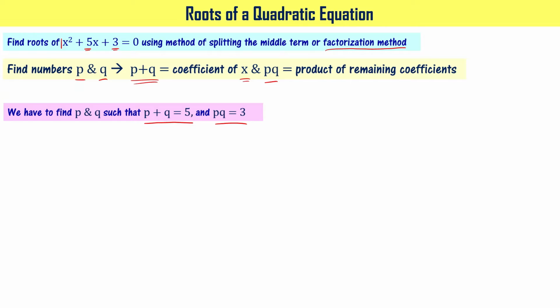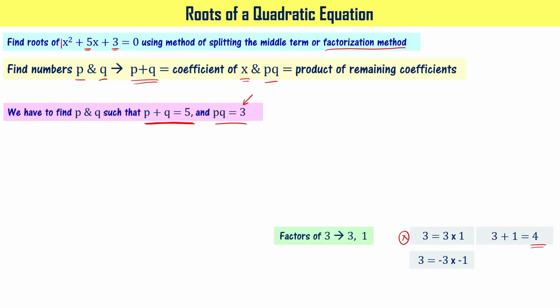To find those numbers, what we do is we first start with the factors of the number 3, right? What are the factors of the number 3? 1 and 3. So I can write 3 as 3 times 1. Their sum is 3 plus 1, that is equal to 4. We want p and q such that p plus q equal to 5, whereas here we got 4. It means this is not the right choice. So 3 can also be written as minus 3 times minus 1, and their sum is minus 4. This is also not equal to 5, so this is also not a choice.